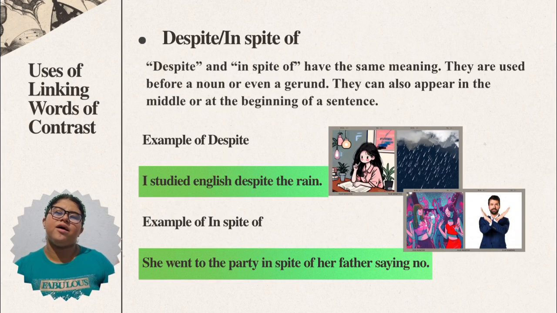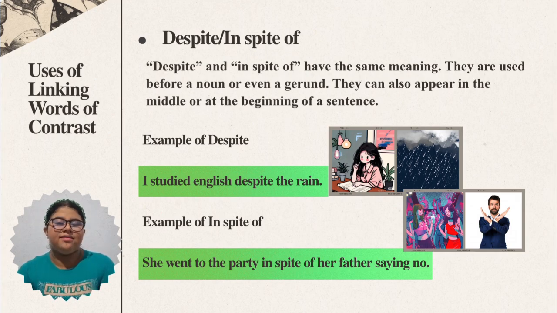Now we will look at the use of linking words of contrast. Despite or in spite of. Despite and in spite of have the same meaning. They are used before a noun or even a noun phrase. They can also appear in the middle or at the beginning of a sentence. Example of despite: I studied English despite the rain. Example of in spite of: She went to the party in spite of her father saying no.